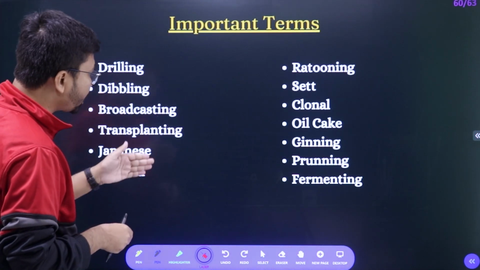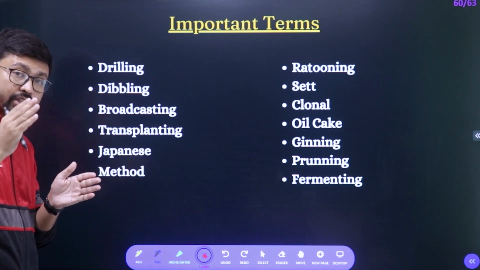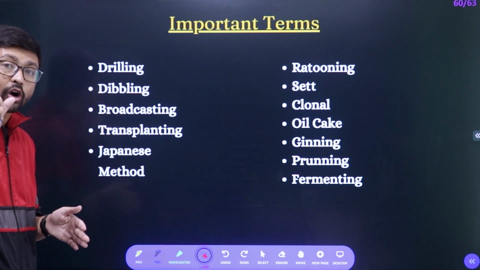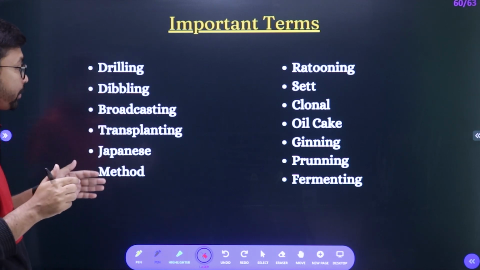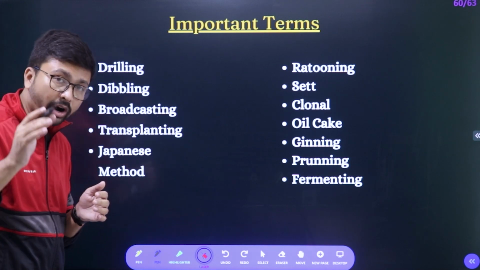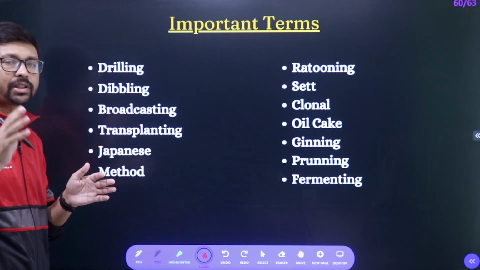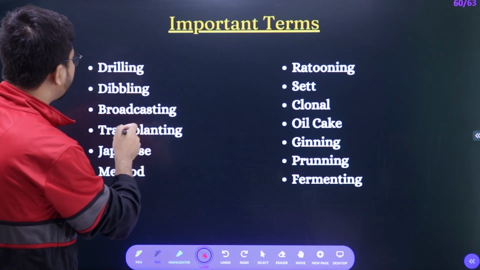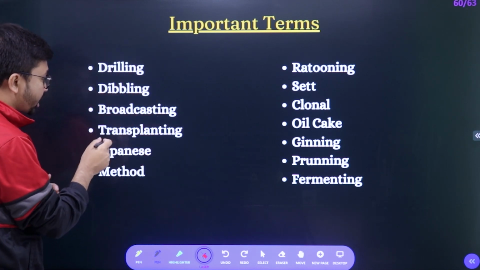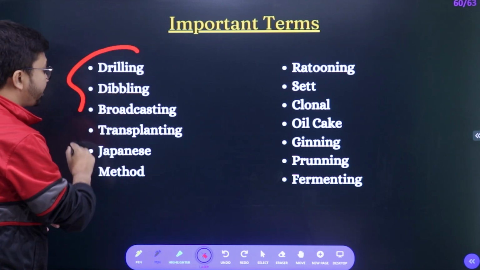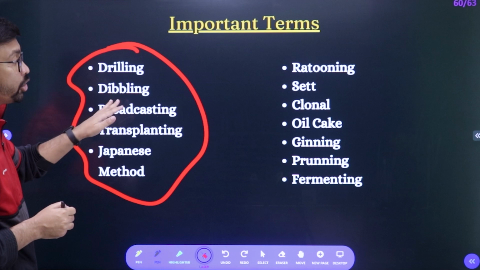Next, important terms. Before finishing the chapter, I want to give you those important terms. You should know all the definitions, right? You have to know those definitions to get those answers, and in the board exam, maybe there will be questions from there that you need to answer. So the important terms: drilling, dibbling, broadcasting, transplanting, Japanese method. These are all rice cultivation methods, right? So there you need to focus.